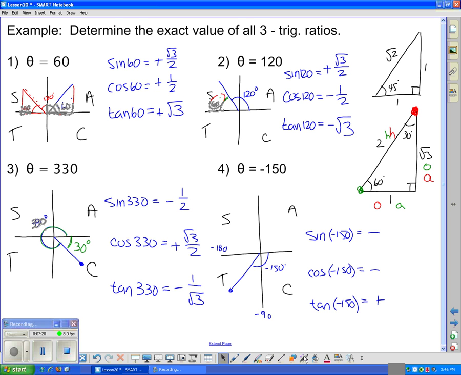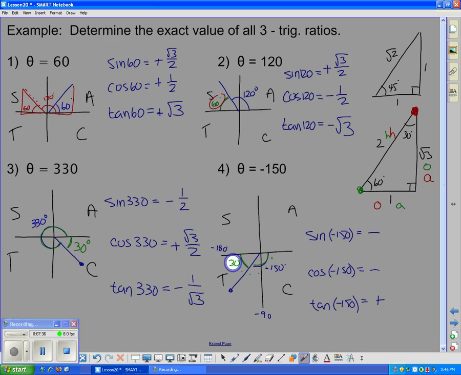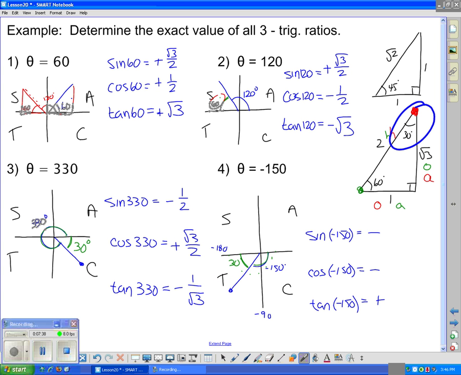What is the angle that it makes with the x-axis? Well, here it is right here. I know I've gone 150. I know if I go all the way, it's 180. So that means I need to go 30 more degrees to get there. And that's the angle that we're going to use. It's going to be 30 degrees. So I'm going to be using my red notation that I have going over here.